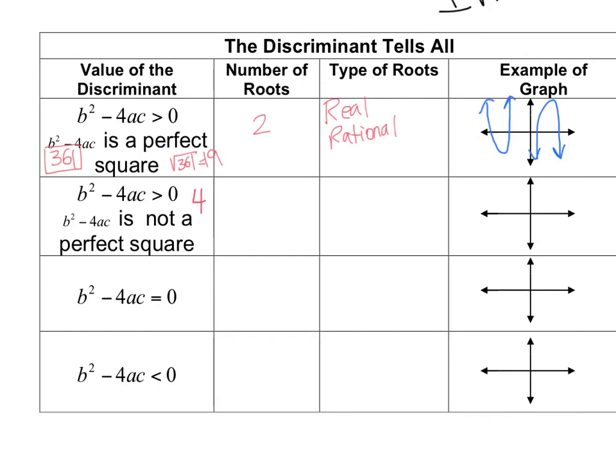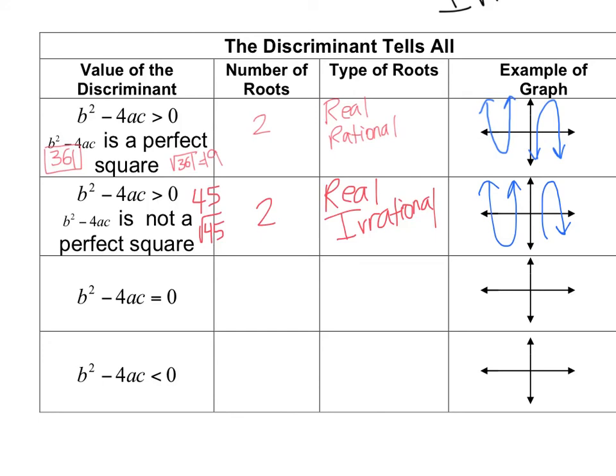Now, what if it is greater than 0, but is not a perfect square, like the number 45 we found earlier? You cannot find the square root of 45. It will give you a decimal that never ends with no pattern. So in this case, I have two real and irrational roots. Again, if I try to graph it, my graph will either look like this or like this. So it's similar to the top one. But the difference here is that my roots are going to be radical, irrational roots. My answer will have a radical in it, okay?